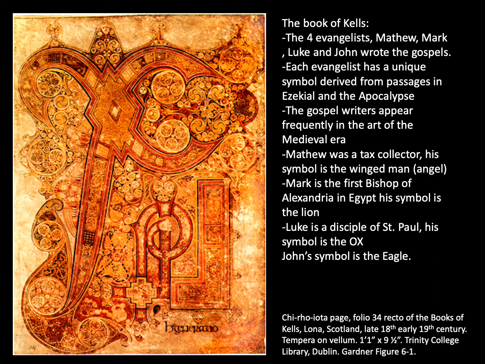So this is a Chi Rho page of folio 34 recto of the Book of Kells from Scotland, late 8th, early 9th century. It is tempera on vellum, and it is located at Trinity College in Dublin. It marks the birth of Christ in the Gospel of St. Matthew. It was made by the monks in Ireland who were trying to communicate Christianity to the illiterate. A lot of times, because the monks were trying to communicate Christianity to the illiterate, they will have pages like this that mark important events in the Bible.